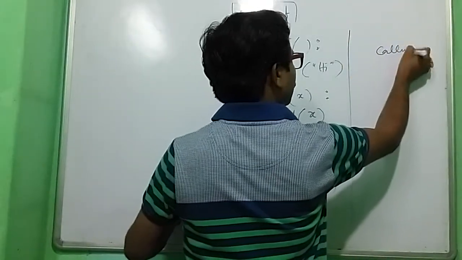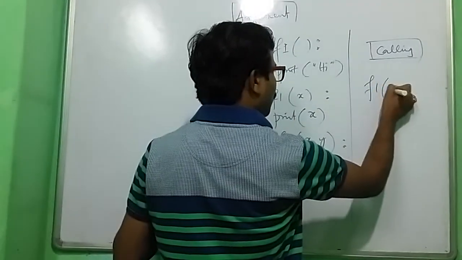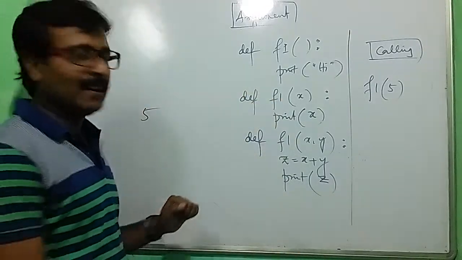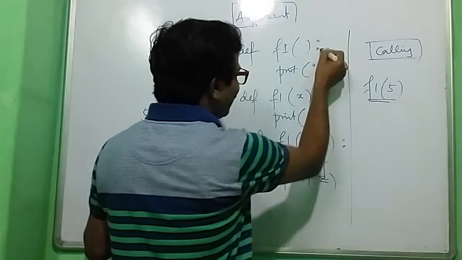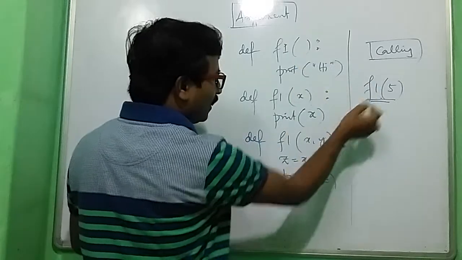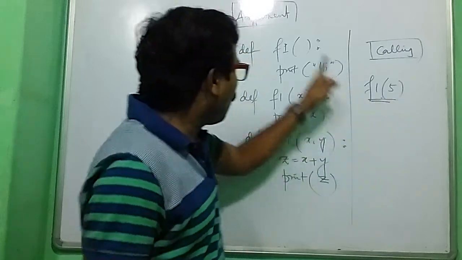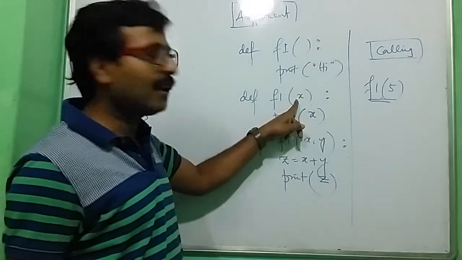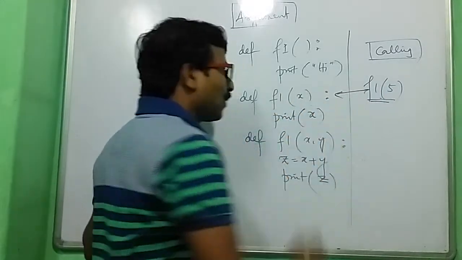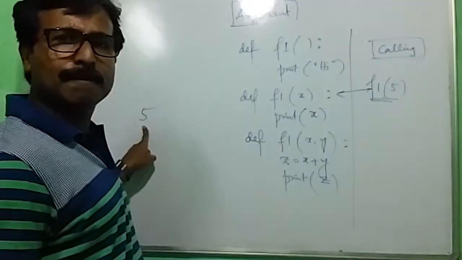Calling. Now while I call this function, suppose if I call f1 like this, what should be the output? The output will be 5. Why? Now f1, then it will search in these three f1 functions which function has got the same structure. I have passed one argument. Now where there is one argument, out here the argument is 1. So it is matching with this. So it will call this one. So over here the value of x will be 5 and 5 is printed.